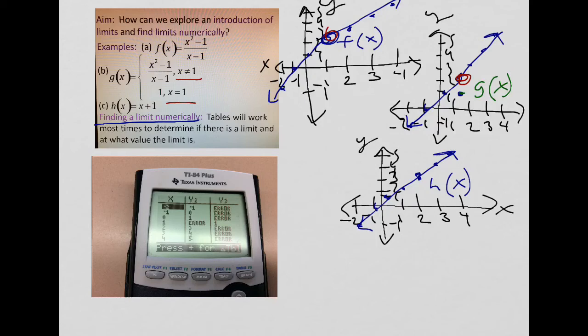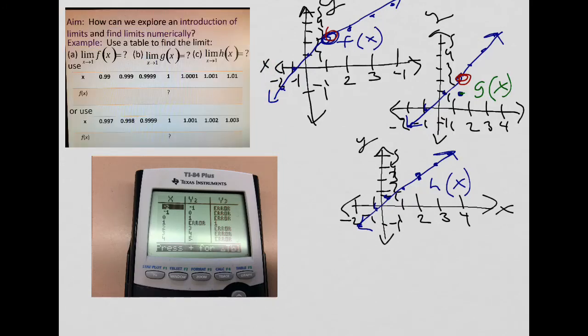So now let's get to finding the limit, and I'm going to show you 2 different tables. Okay, so you can see I'm asking A, the limit of f of x as x approaches 1. B, I'm asking what is the limit of g of x as x approaches 1. And C, the limit of h of x as x approaches 1. So write those down as I start to describe the different tables.